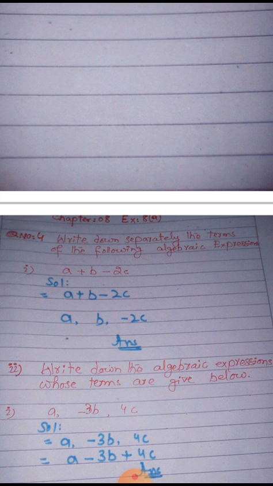In this question you have to join the given terms. Okay, a comma minus 3b comma 4c. You have to join these terms by the given symbols. That is a minus 3b plus 4c.